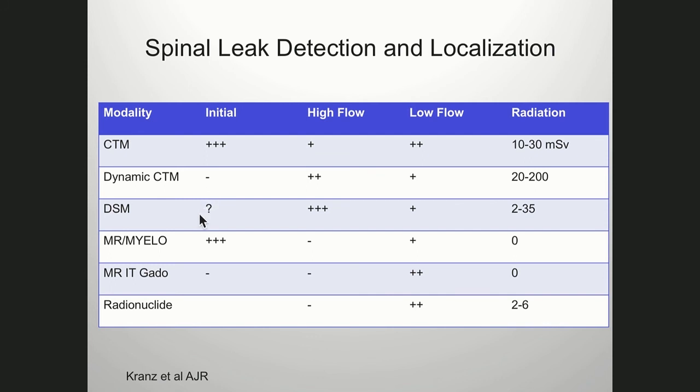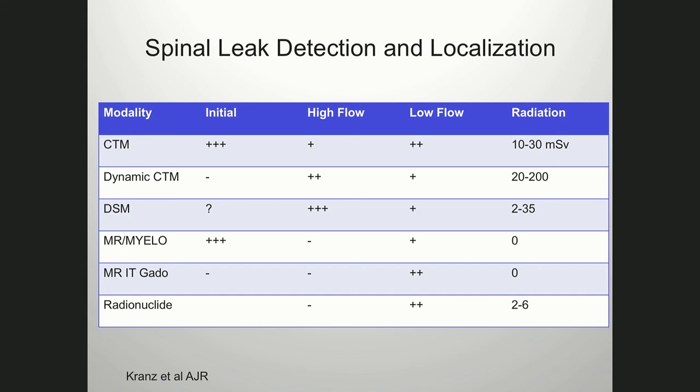DSM, and initial, I put a question mark. I kind of modified Peter's table here. We tend to do DSM initially in many patients. Maybe our patient population is slightly different. We get more referrals. More and more of our patients are definite leakers, not necessarily rule-out leakers. So we find value in DSM for the reasons I showed you.